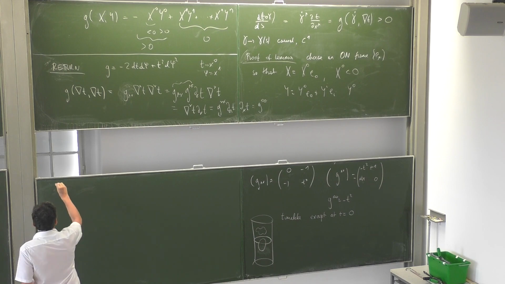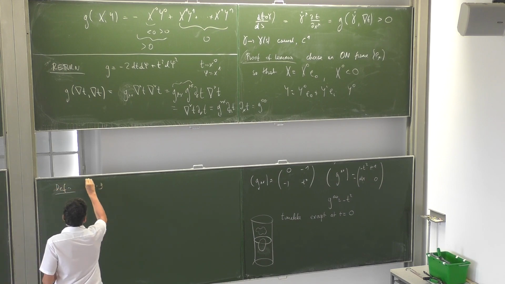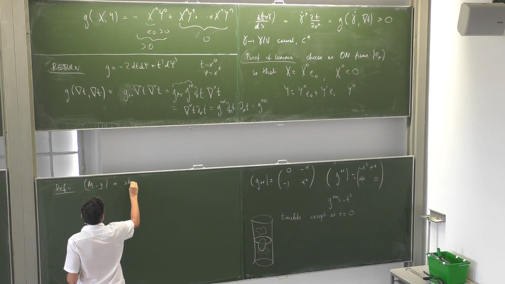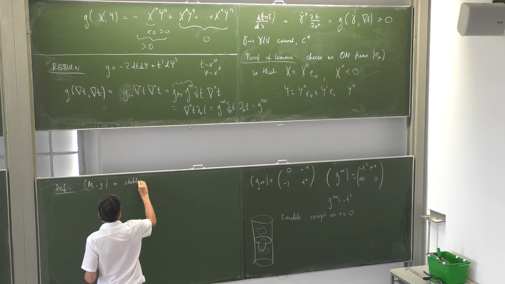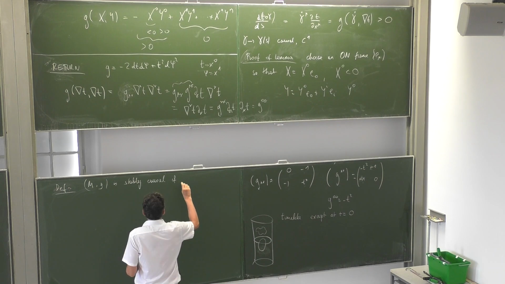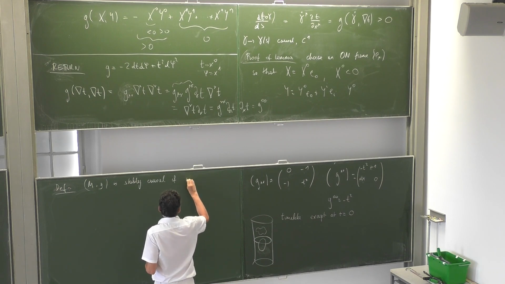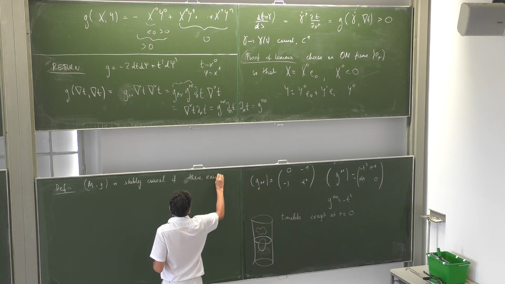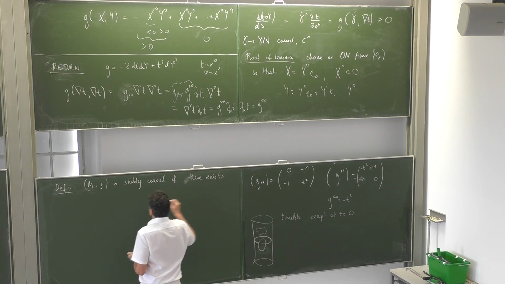So definitions. Mg is stably causal if it admits a time function. And I'm just mentioning this because I will not be using this condition. So obviously, Minkowski spacetime is stably causal.